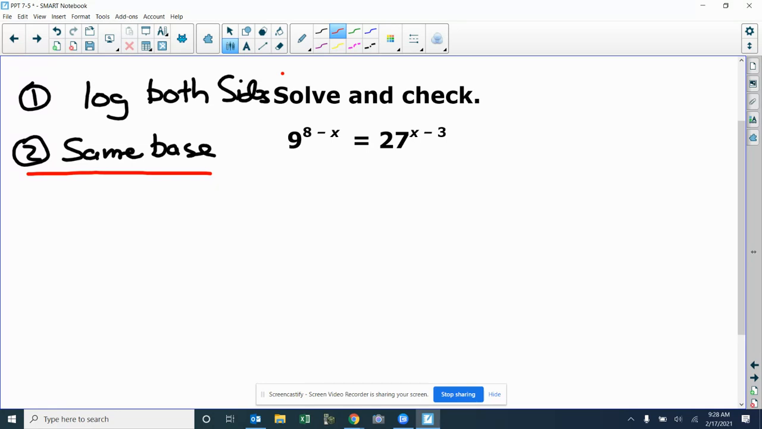So let's do same base right here. 9 with a base of 3 would be 3 to the second, right? 3 to the second is 9, isn't it? But I still have 8 minus x along with it. 27 would be 3 to the third with that same base. So we're doing the same base here. That makes sense, everybody?